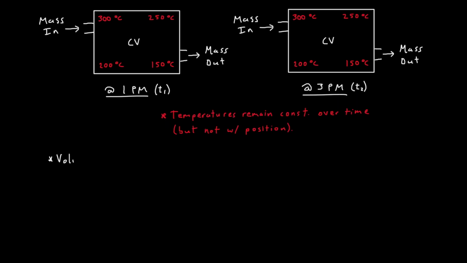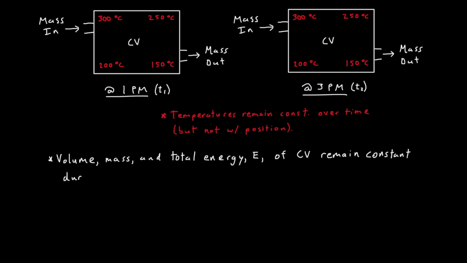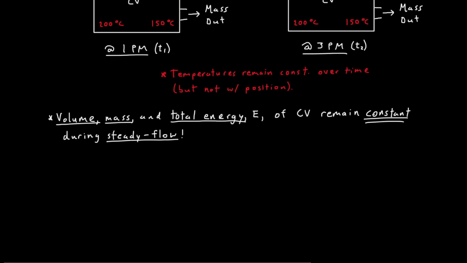Now another important thing to remember is that volume, mass, and total energy E of a control volume remain constant during steady flow. So again, volume, mass, and total energy remain constant, which is a key assumption for steady flow processes. And so to note this down mathematically, we can say that the mass of a control volume, m_CV, is constant, which essentially implies that the initial mass m1 is equal to the final mass m2. And of course, this can be the mass of a fluid flowing through a control volume.